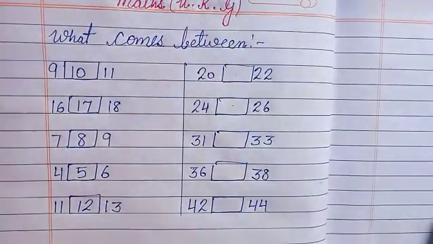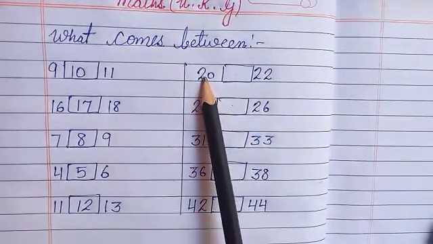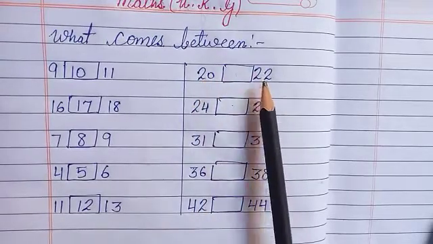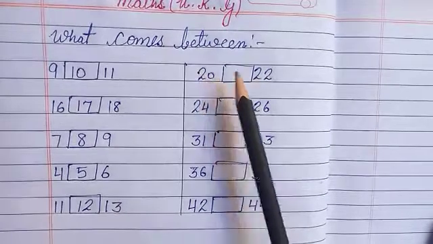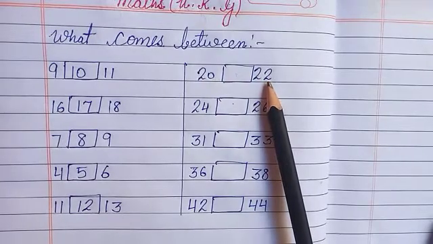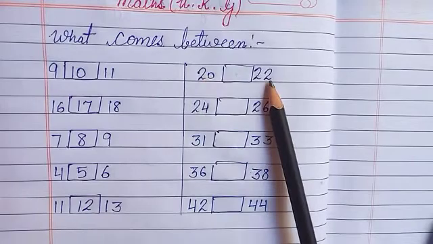Okay students, now I am going to solve the next question. Here is 20 and 22. Which number will come between 20 and 22?